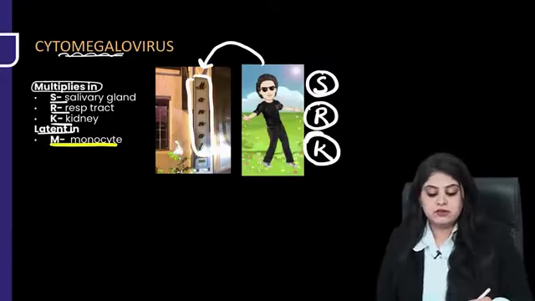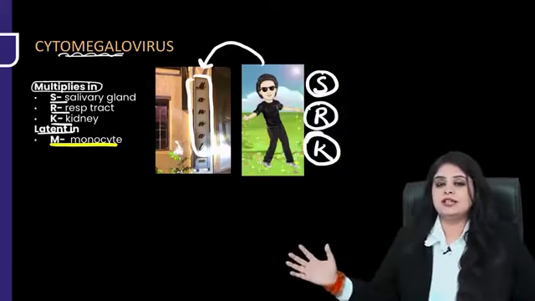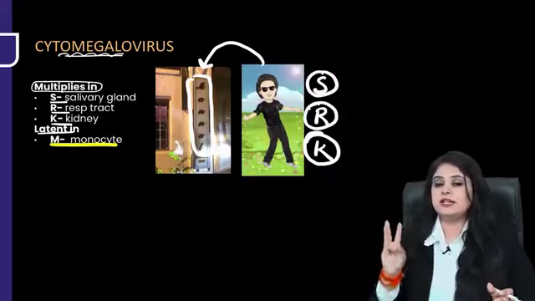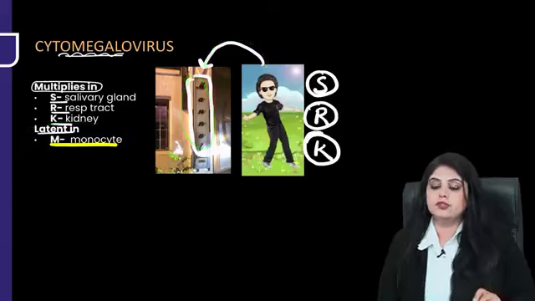So repeating this story, how is Shah Rukh Khan working? Megalo. Working, you will remember megalo. So salivary, respiratory, kidney, that is SRK, and to sleep goes to Mannat. So for latency, it is going to the monocytes.